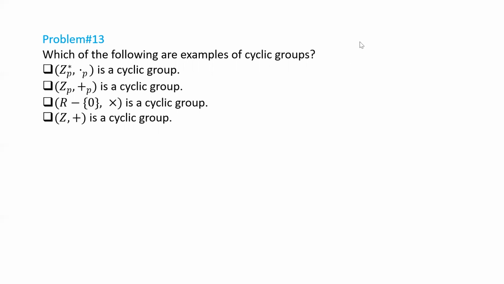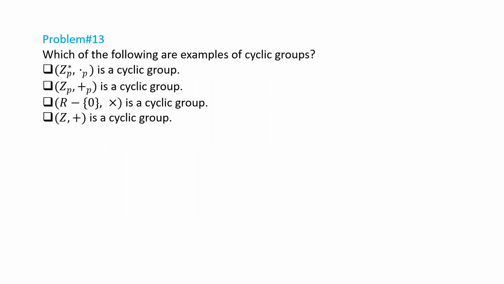Okay, there is an answer. Except 3, all are correct. Actually, 1 and 2 are correct, but the fourth option is again not correct because Z plus is a group. Okay, that is true, but it is not cyclic because to make a group cyclic, you need to have a finite number of elements in the group. Otherwise, it can't be cyclic, right?